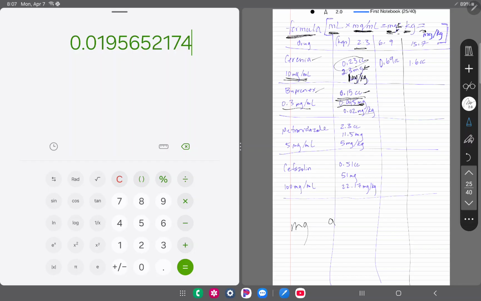It can happen. So if we look at metronidazole, again, we take those mils my doctor told me to give, 2.3, times the mg per mil, or the concentration. I'm going to get 11.5 mg. All right, we can write that in the medical record next to the 2.3 cc's, and we've completed a good chunk of our information.